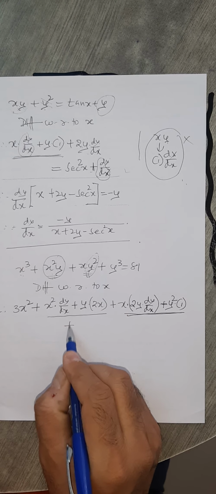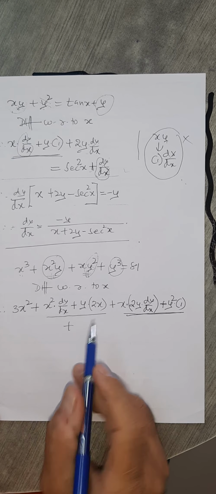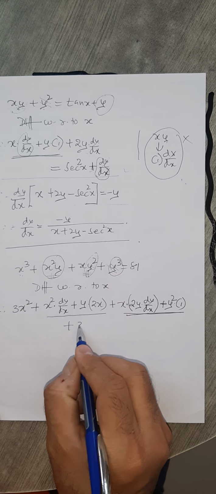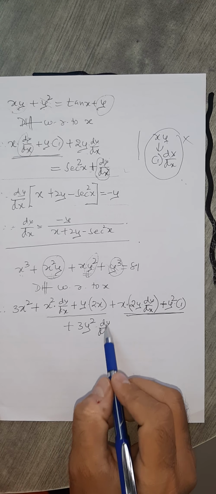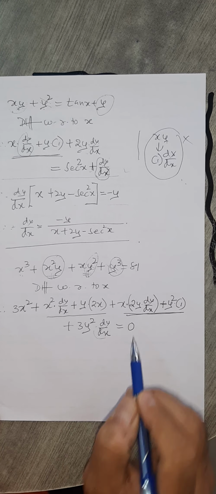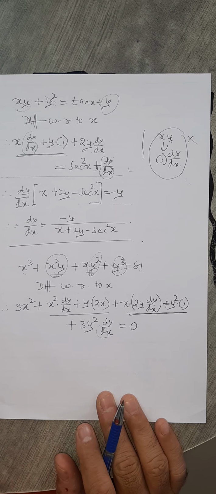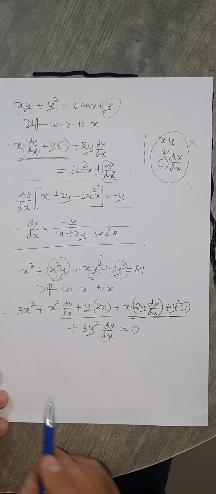Now we are here. Plus y cube. That you know very well. What's the derivative of y cube? Imagine y as x. So 3y squared into dy by dx, by chain rule, remember. Equals 81 being constant, derivative is 0. Derivative of any constant, you know that it is 0. Okay, so differentiation is over.